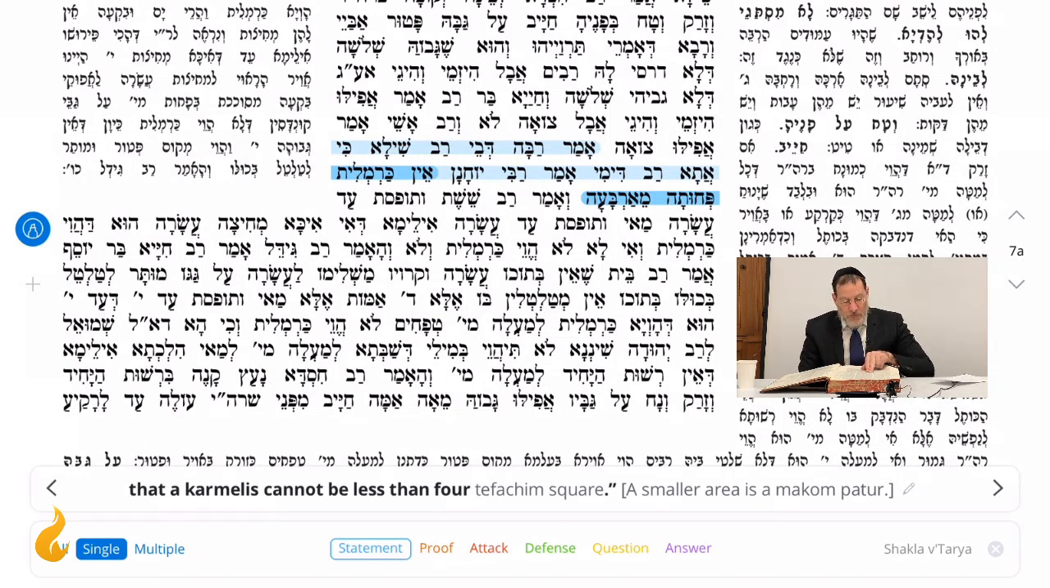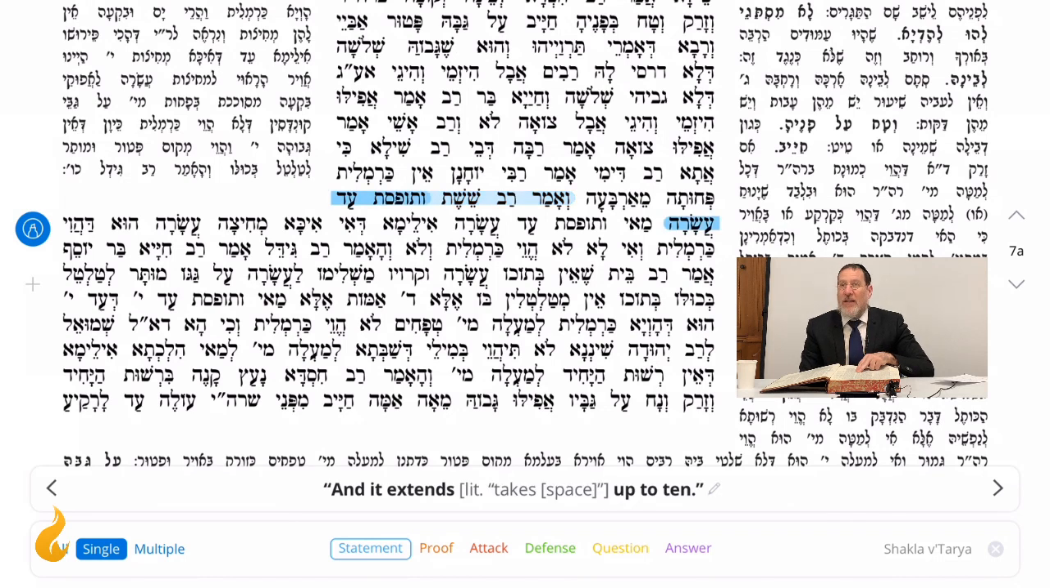Ve'omer Rav Sheshes, v'toifeses ad asara. Oh, that if you do have the 4 by 4, when is it a karmelis? Only if it's not 10 tvachim off the ground. Because if you have an area, my friends, that's 4 by 4, and it's also 10 tvachim above the ground, guys, 10 tvachim is not at all. I think these tables are more or less 10 tvachim, or maybe a little bit more. 10 tvachim, it automatically becomes a reshus hayachid.